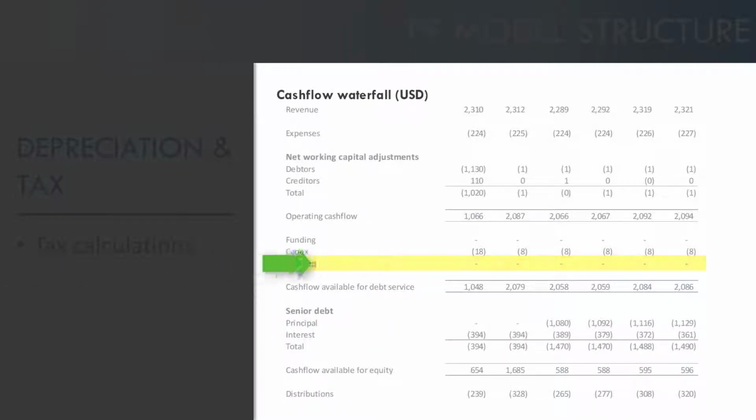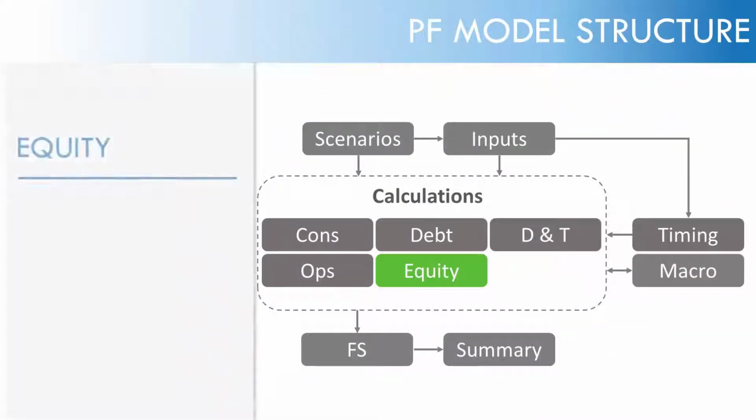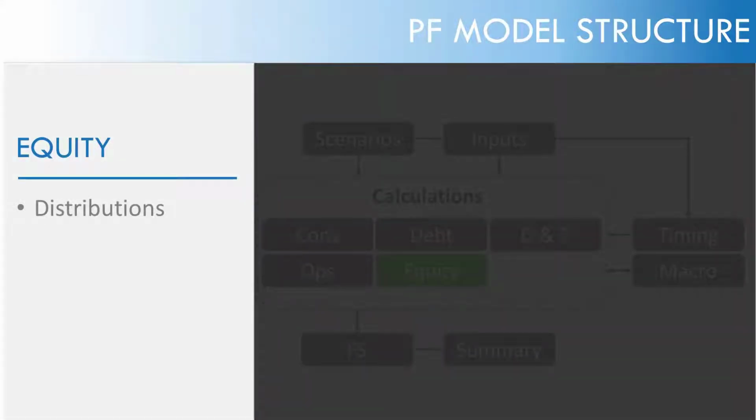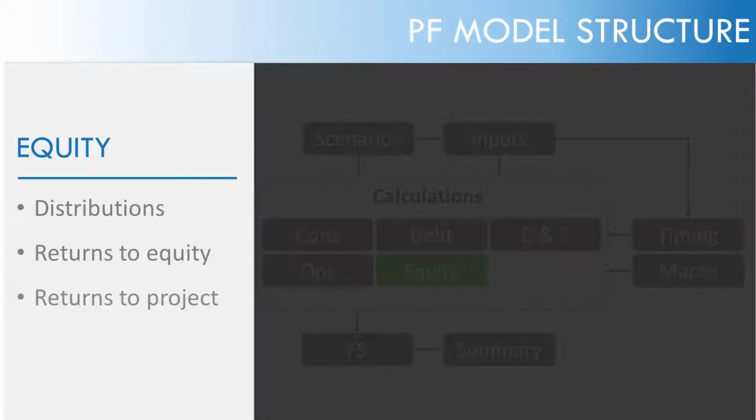Make sense? Now, equity is where your distributions to sponsors are calculated, in addition to cash returns to equity and to the project, and the calculations of financial metrics like the internal rate of return and net present value. So, this is a section of the model where the sponsors will be very interested in.